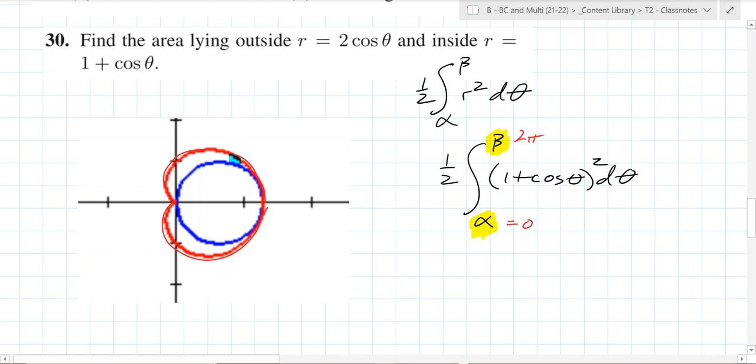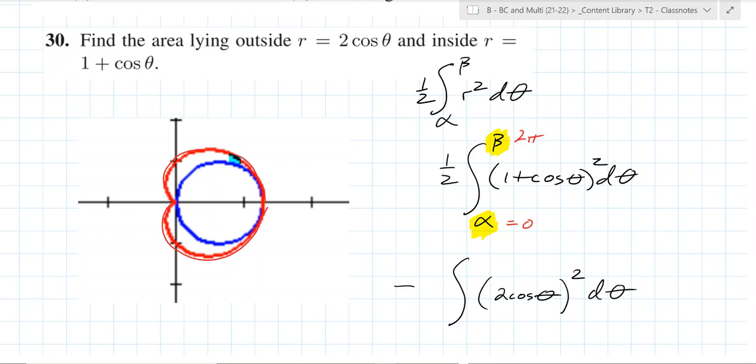We have to take away the blue circle. So we have to subtract, what's this one squared d theta? What's the inner one? 2 cosine theta. This is the blue one. What are you integrating from and to? What's the alpha and beta? From 0 to 2. You could also do 0.